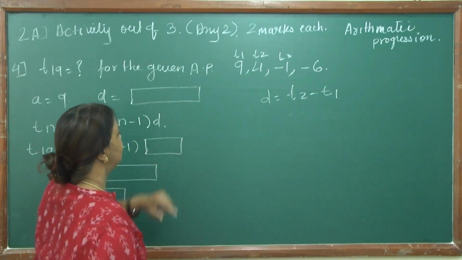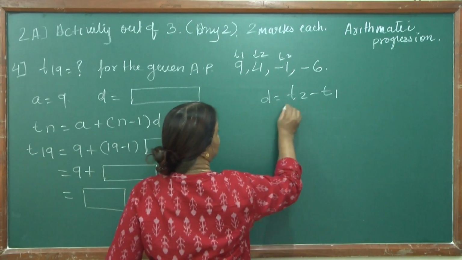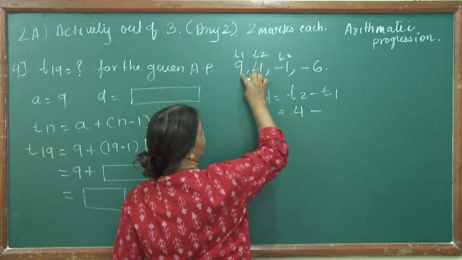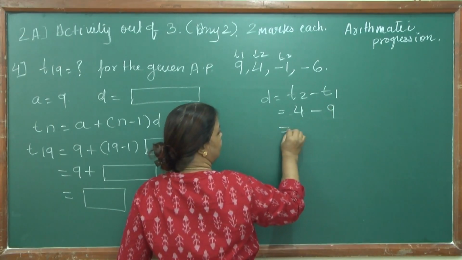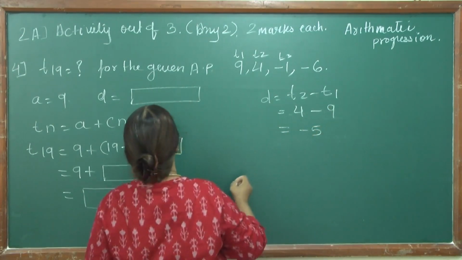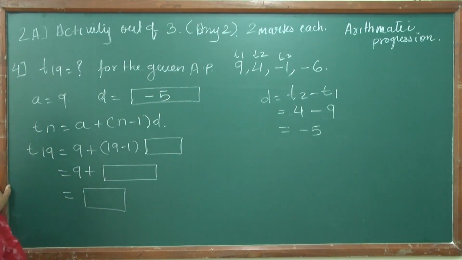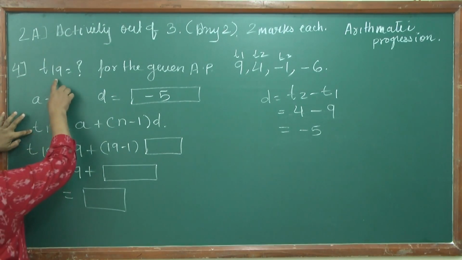So T2 minus T1 is how much? T2 is 4, minus T1 which is 9. 4 minus 9 is minus 5. Okay. Now the formula is written here: Tn is equal to a plus (n minus 1) into d.